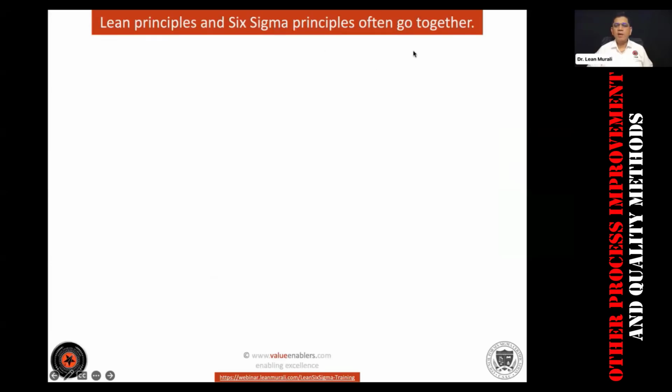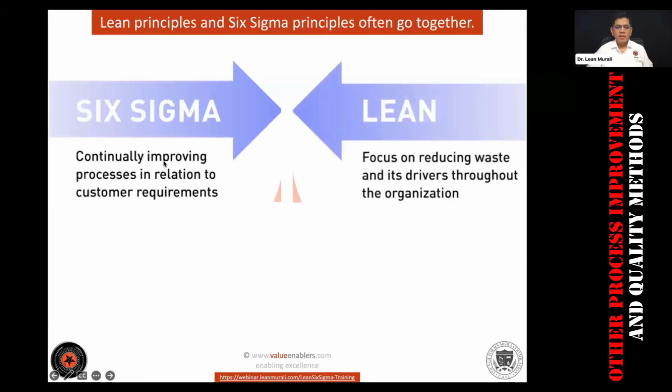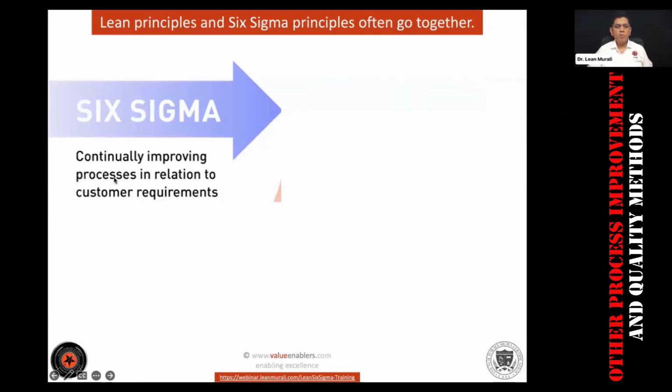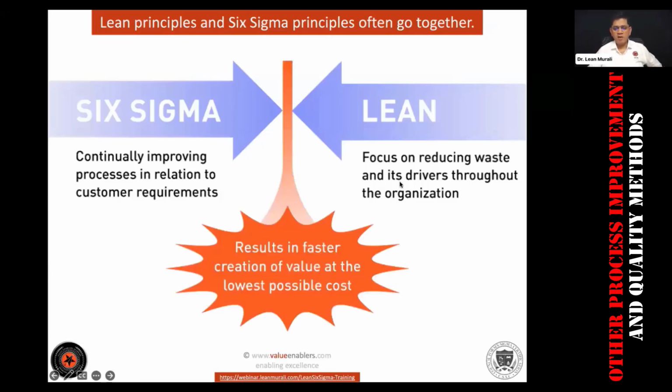So Lean and Six Sigma complement each other. Six Sigma is about continuously improving the process in relation to the customer requirement by reducing variations. Okay, so that brings in quality. Lean is about focusing on reducing waste and drives throughout the organization and results in faster creation of value at the lowest possible cost. So Lean will speed up, Six Sigma will give quality. So speed plus quality is what the customer wants.